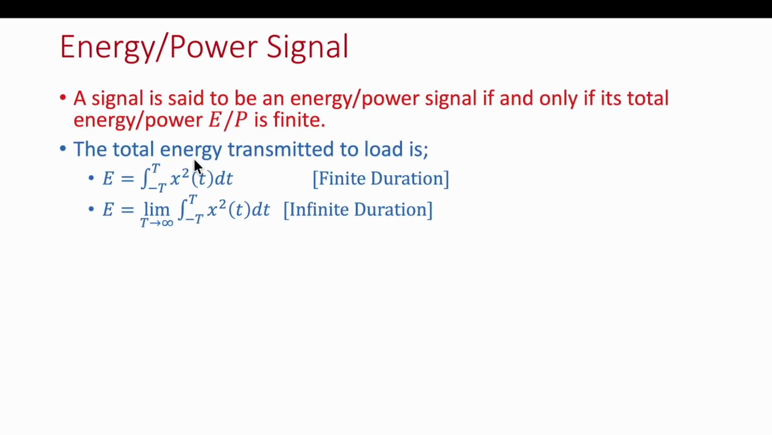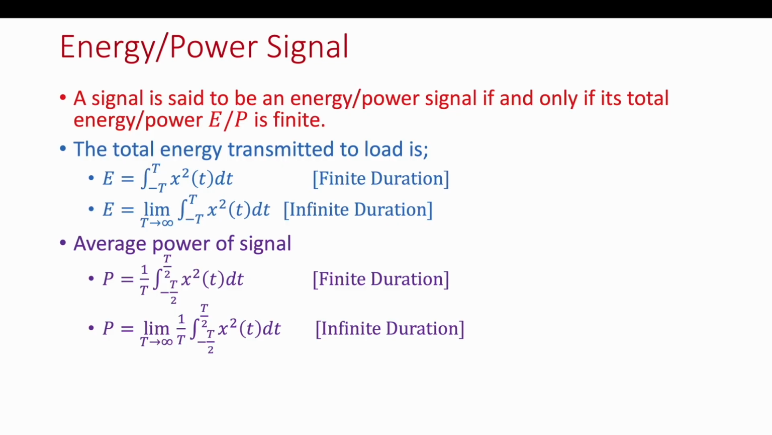The total energy transmitted to a load can be written using these two mathematical equations: E is equal to the integral from minus T to T of the square of the input signal, if the signal is of finite duration. But if the signal is of infinite duration, then you use the limit where time tends to infinity. Similarly, the average power of a signal can be calculated using these two equations. If the signal is of finite duration, you use this formula, but if it is of infinite duration, you use this other equation.